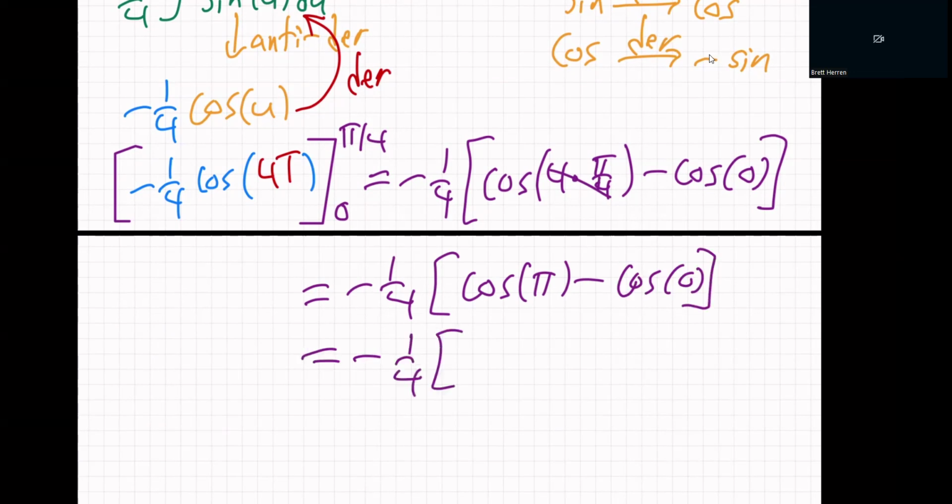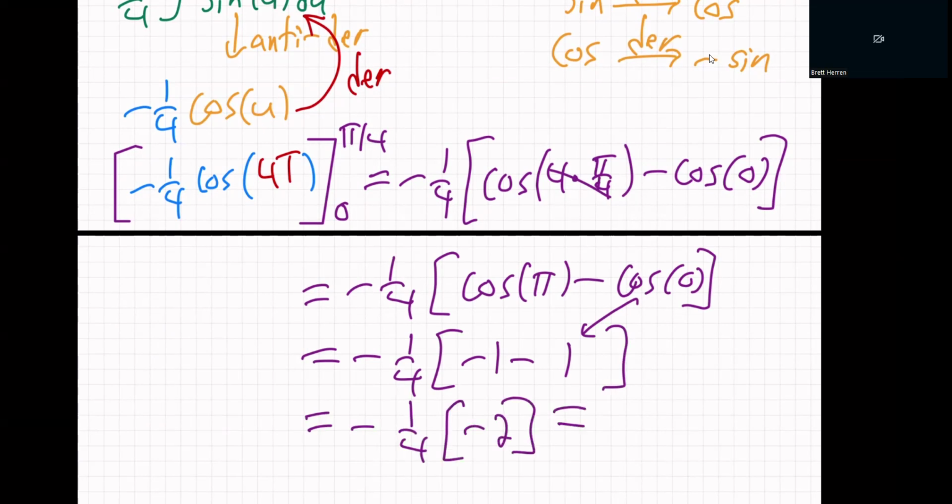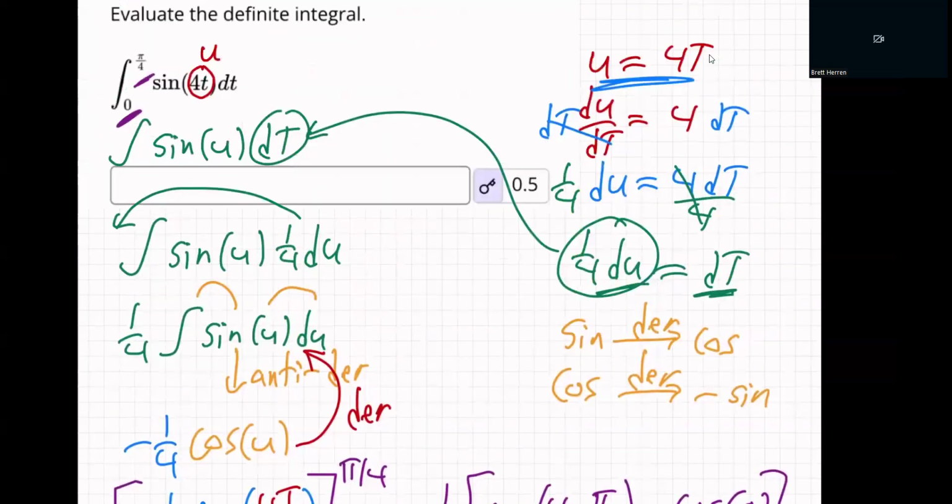And if you go to Desmos, or if you just know, cosine of pi is -1, cosine of 0 is +1. So that's -1/4 times -2. Two negatives make a positive. 2/4 or 1/2. That's our answer, positive 1/2 or 0.5. That is correct. So there we go.